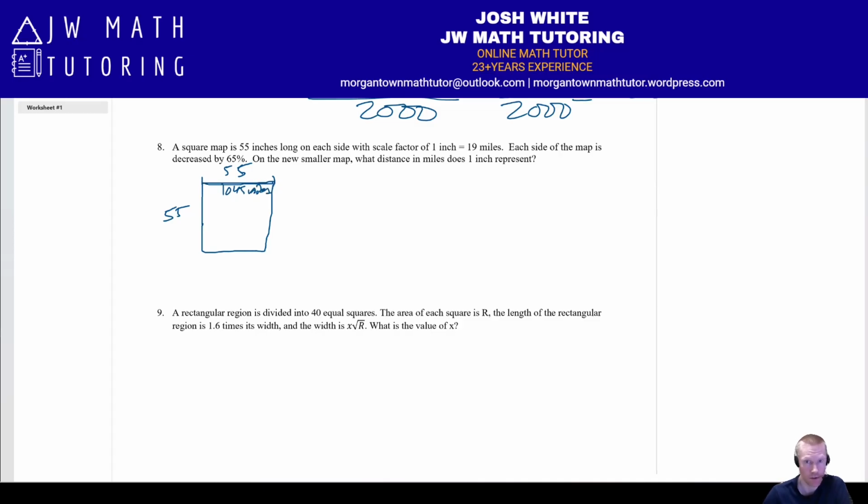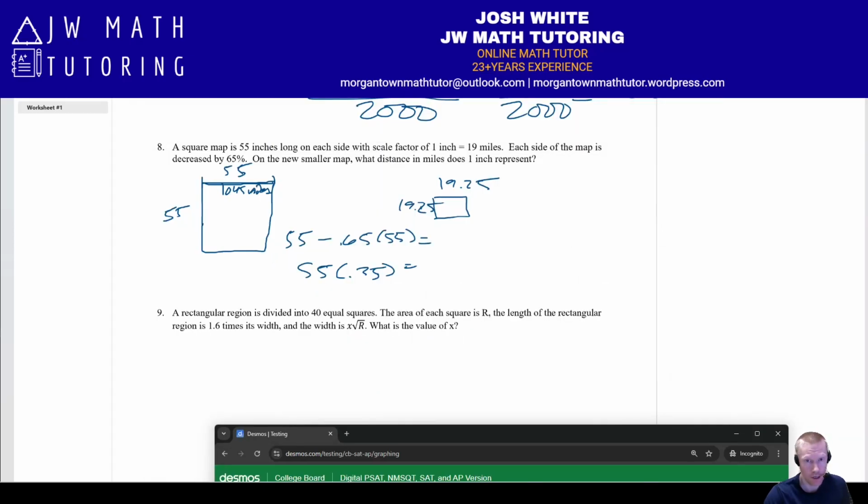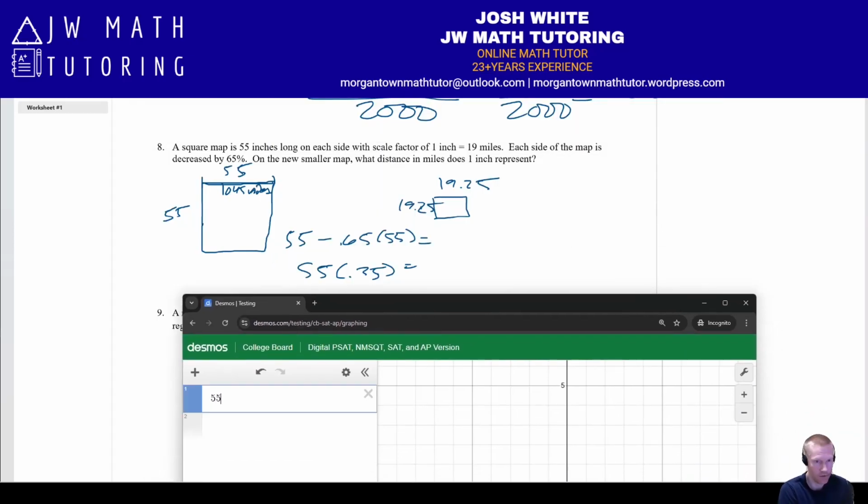Again, just multiplying 55 by 19. All right, now the map sides are decreased by 65%. So you can either do 55 minus 0.65 times 55, or the shortcut way is just 55 times 0.35. Either way, if you do that in Desmos or on your handheld calculator, you should get 19.25. So let's take a second to confirm both these calculations are correct. The 55 times 19 is 1045. And now 55 minus 0.65 times 55, okay, 19.25.